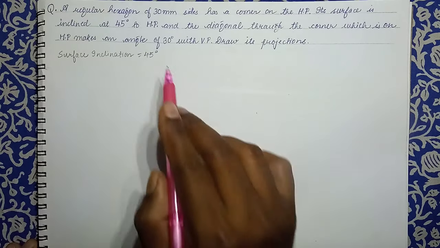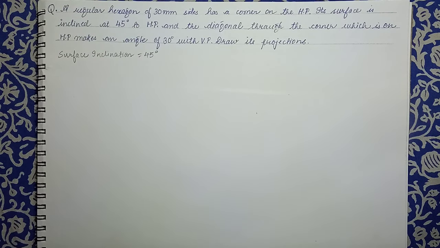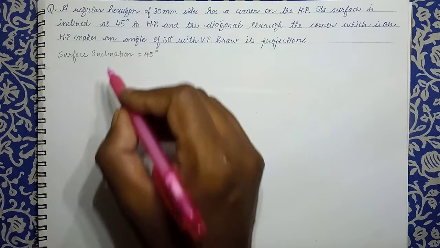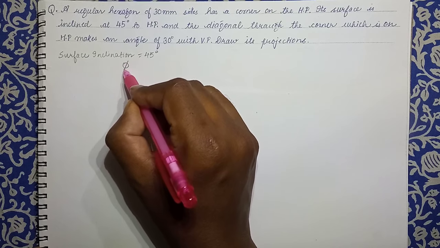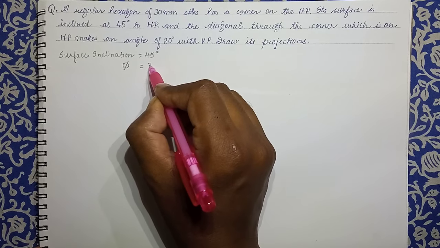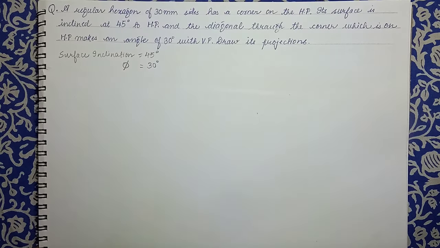And what is this 30 degrees with VP? This is the true length, the diagonal of the hexagon, which is true length, that is making 30 degrees. So inclination with VP, true length inclination in VP, that we have seen in the straight line. So it is surface inclination, after which comes the line's inclination, true length, that is phi, 30 degrees with VP. And the side of the hexagon is mentioned in the problem, that is 30 mm. So let us begin the problem.